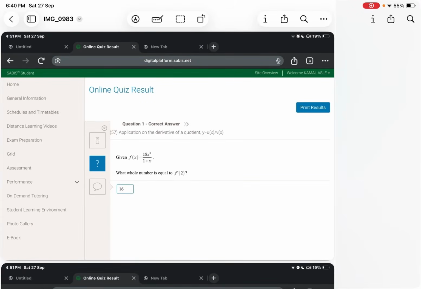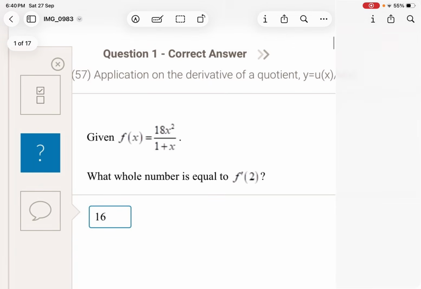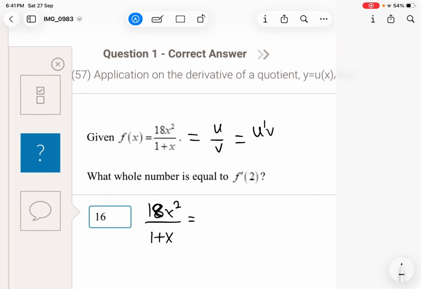I'm going to be explaining the week 6 math AMS quiz. Starting with question 1, they gave you f of x is equal to 18x squared over 1 plus x, which is the rule of u over v, which is equal to u prime v minus v prime u over v squared.